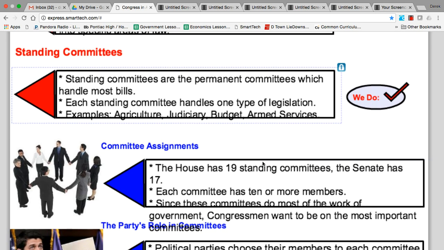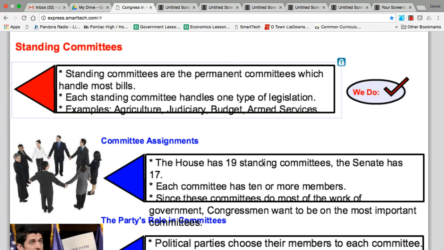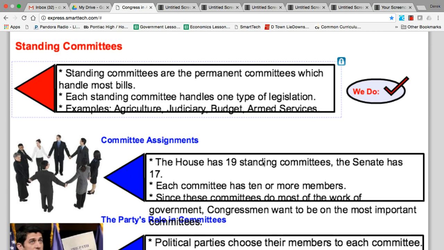Each committee has 10 or more members. You can have some committees that are actually quite large and have 20 or more. But since these committees do most of the work of government, a congressman really wants to be on the most important committees. That is a plum assignment. That is something that they really want to do.